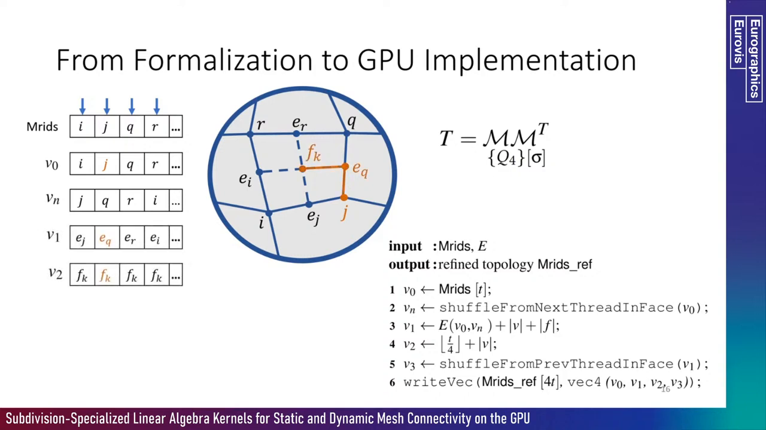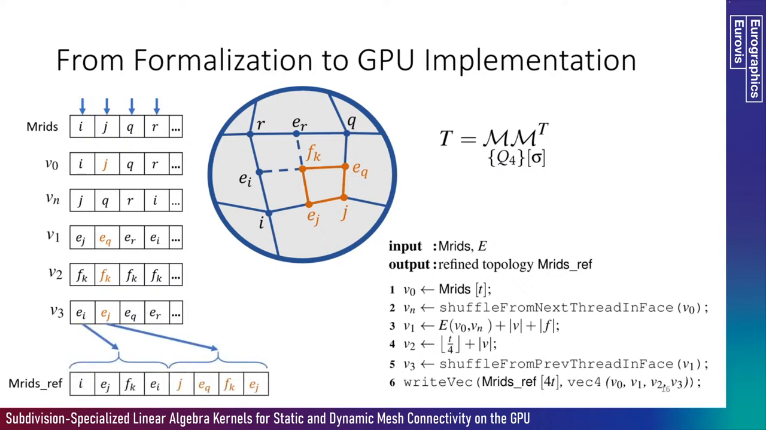The index of the face point can be computed from the thread's position in the row indices, as each face has exactly four entries. The last index of the new face is the index of the edge point on the incoming edge. This index was already determined by the predecessor thread in the face and can therefore be communicated efficiently using warp-level primitives again. Now, each thread holds one refined face in registers. The result can be written to memory using efficient vectorized stores with perfect write access, as consecutive threads write consecutive refined faces. This already concludes the topology refinement.